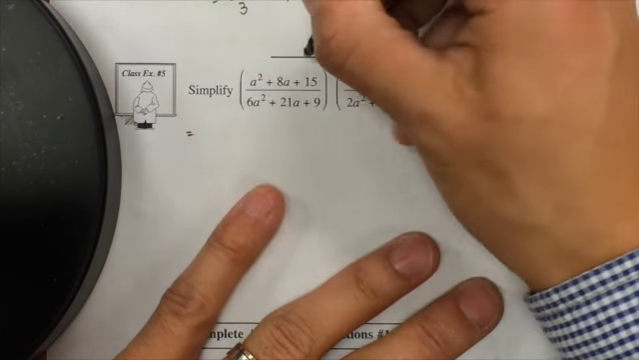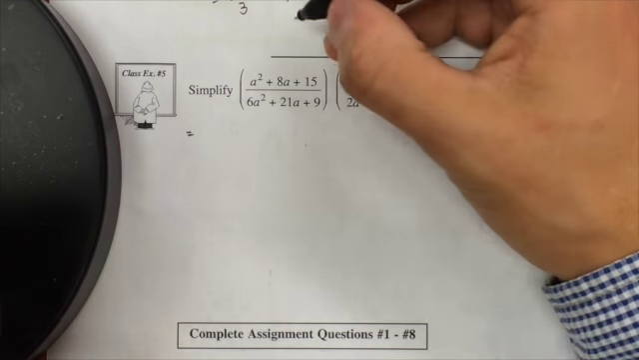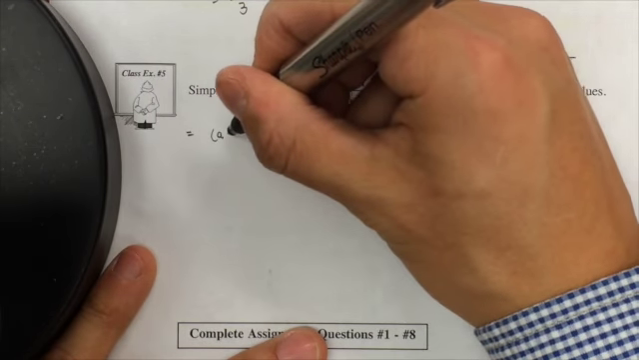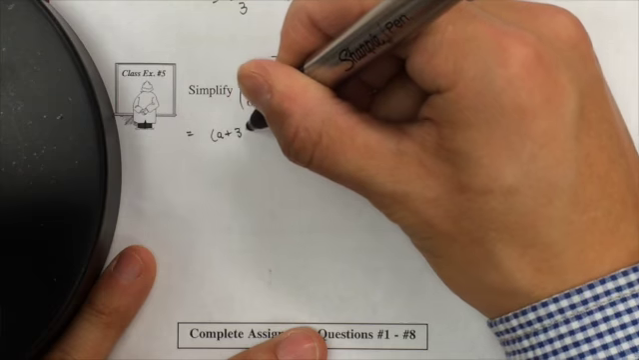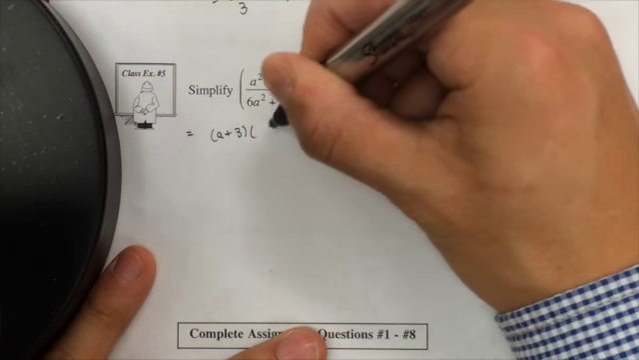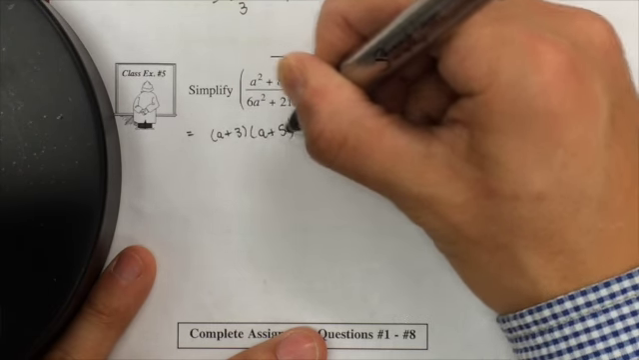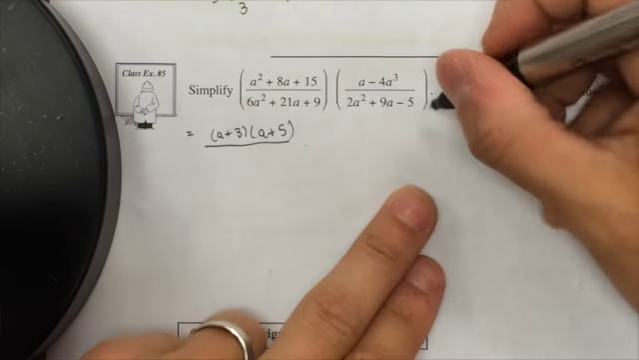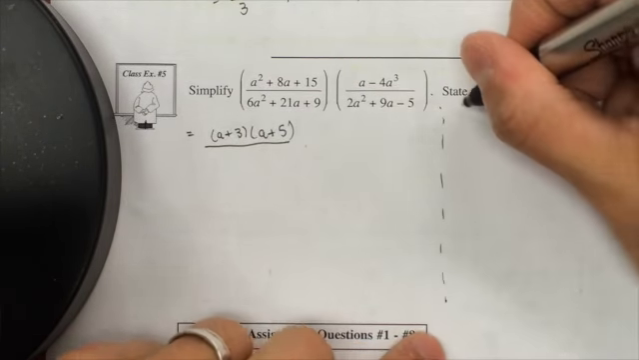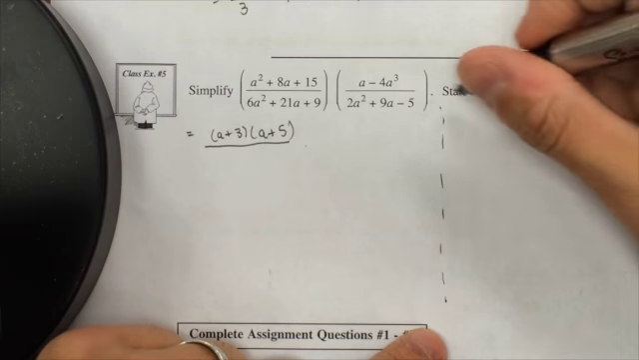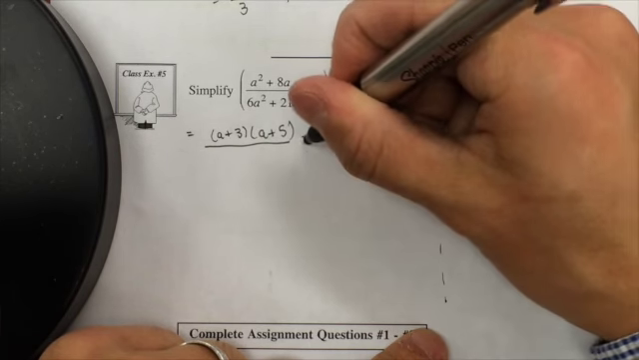Okay, so if I have a squared plus 8a plus 15, if I factor that by inspection, I have a plus 3 times a plus 5. Leave a dotted line and factor over here. Let's begin by doing the top.